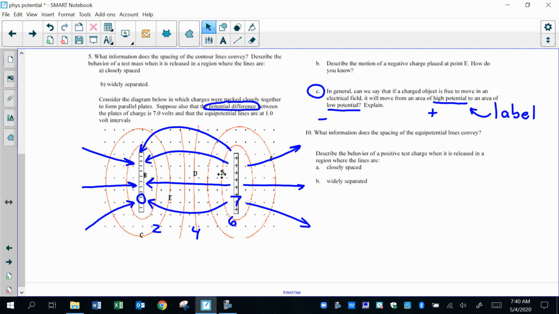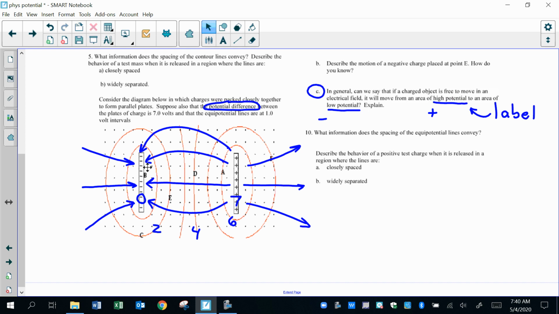So I can see I've got lines really close to a positive, and lines pretty close to a negative. Negative is by definition my low. Call it 0. Conveniently, every one of these lines is a 1, a 2, a 3, a 4, 5, 6, and then 7. So we're told we have 7 volts of difference between the two plates. These lines show 1 volt each, 1 joule per coulomb each.